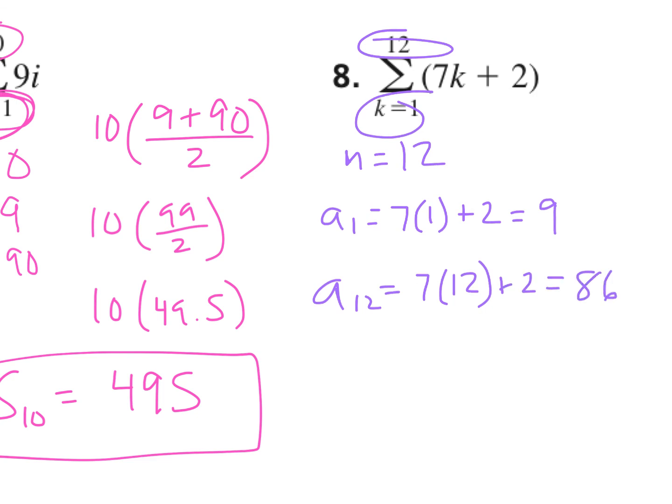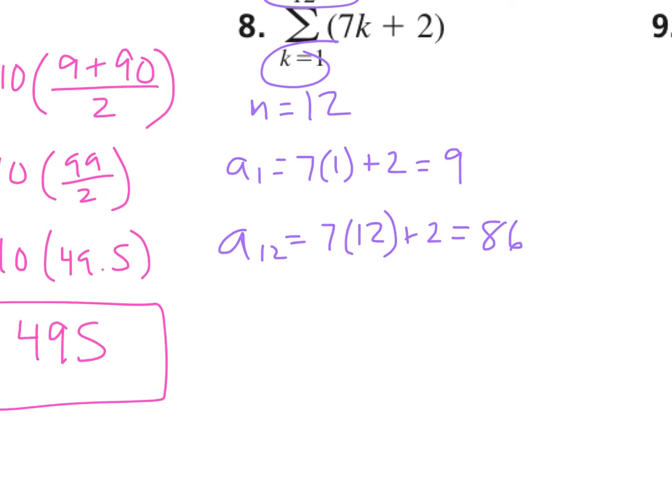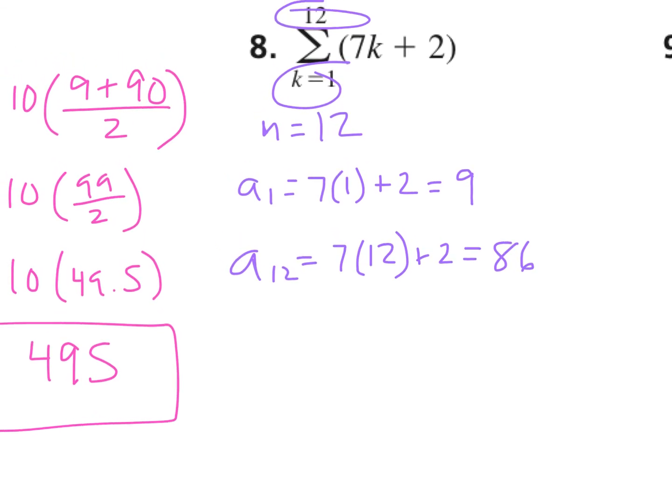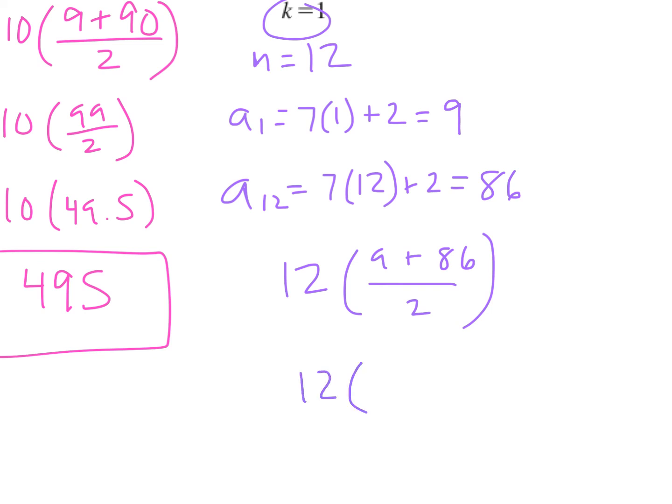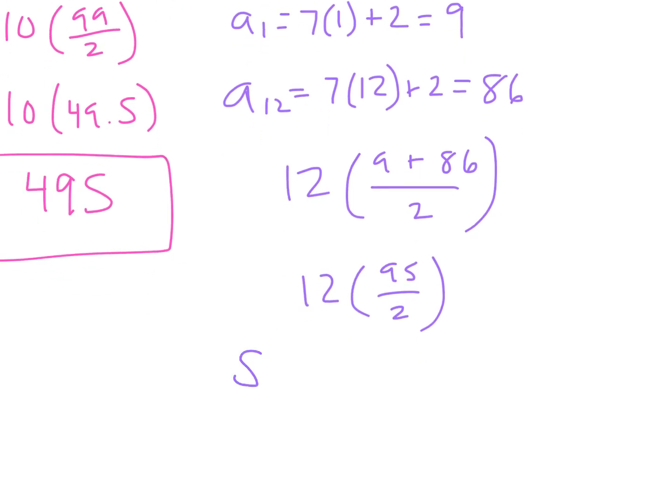86. Are you sure about that? I believe you. All right, and then we just plug everything in. So we have n, which is 12, times our first plus our last, divided by 2. So 12 times 9 plus 86 would be 95, divided by 2. So the sum of our 12 numbers is 570.